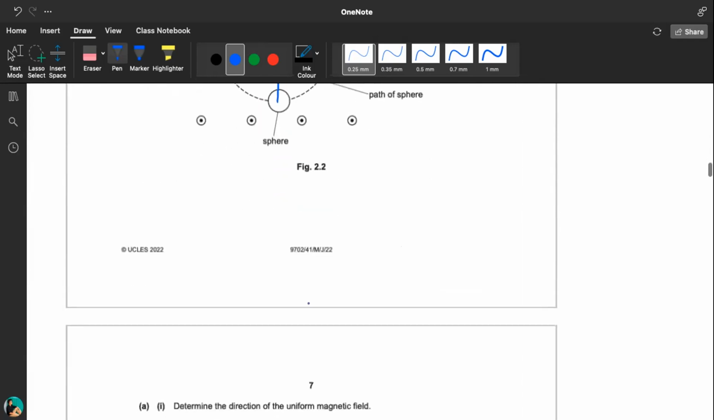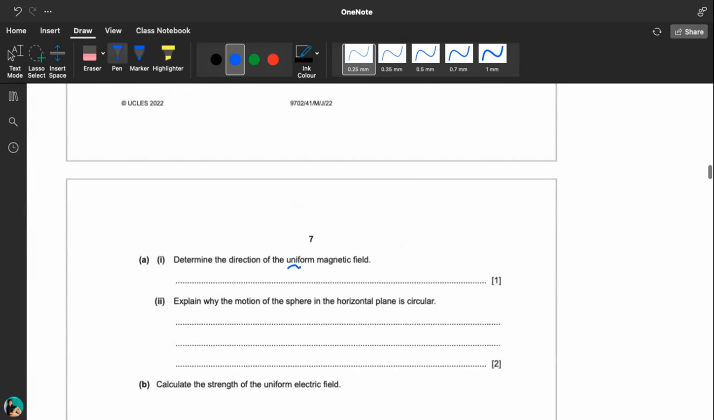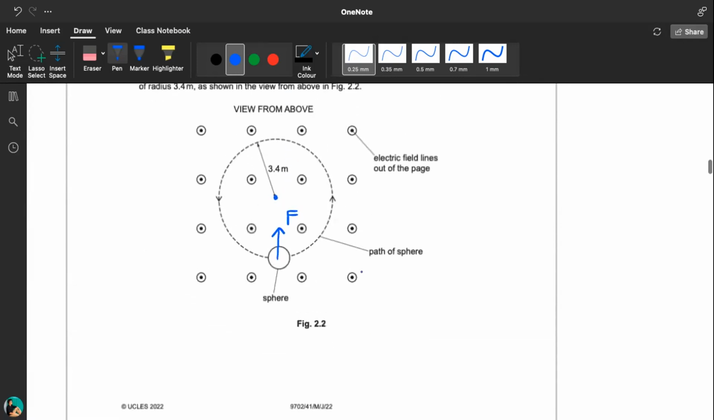Right. From the question, A1, determine the direction of the uniform magnetic field. Now you want to find the magnetic field. We're going to use our Fleming's left hand. Why left hand? Because you have current. The positive charge moving, current is produced, and current direction is the same as positive charge direction. Okay, so current is the flow of positive charge.